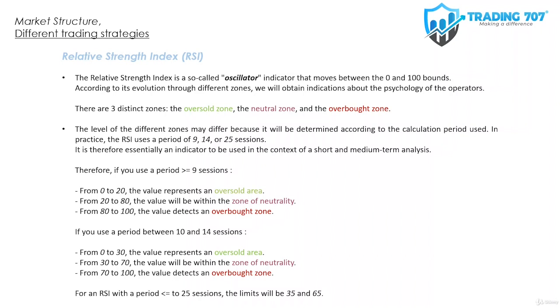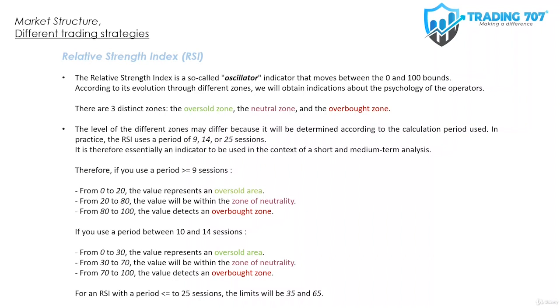Therefore, if you use a period of 9 sessions, from 0 to 20, the value represents an oversold area. From 20 to 80, the value will be within the zone of neutrality. And from 80 to 100, the value detects an overbought zone.